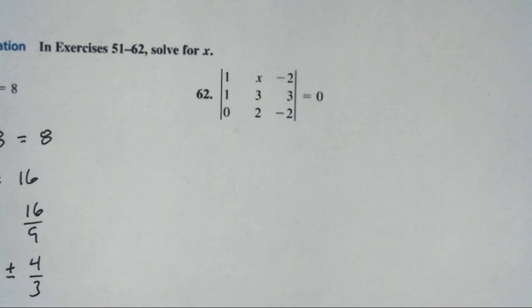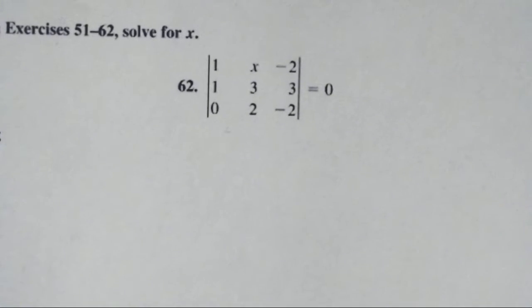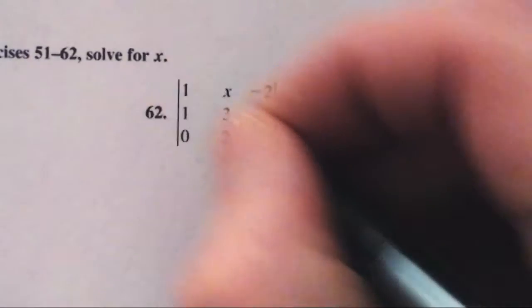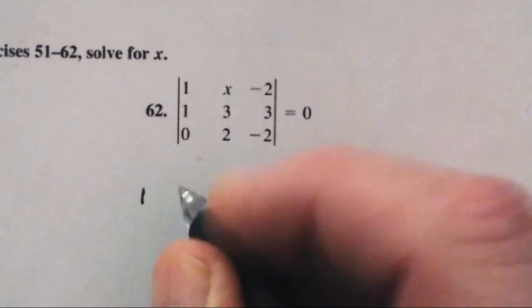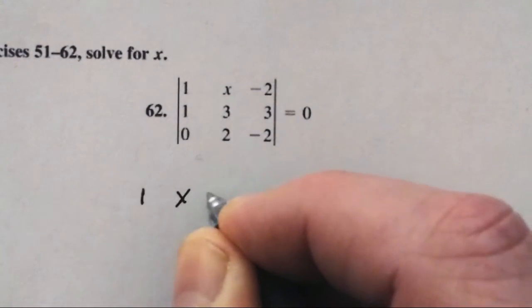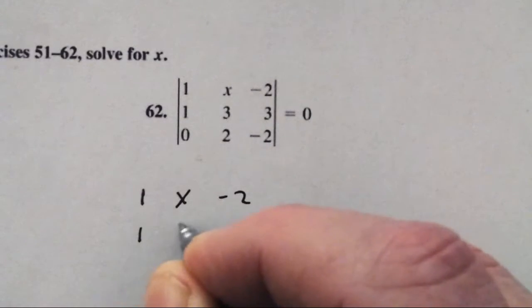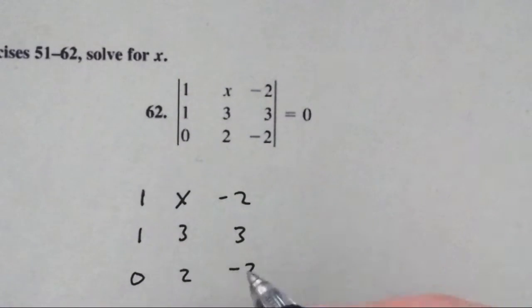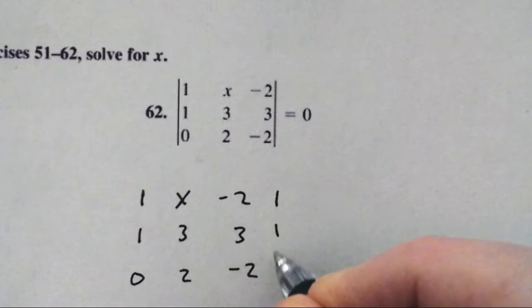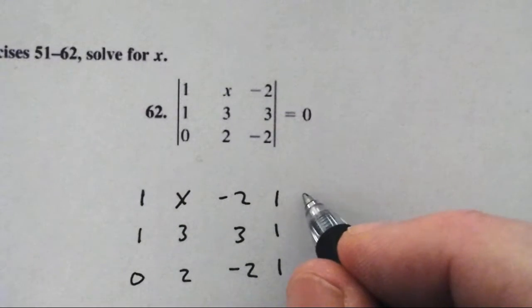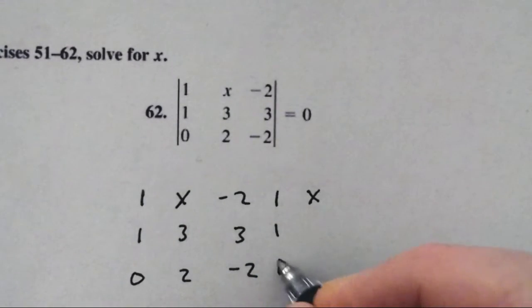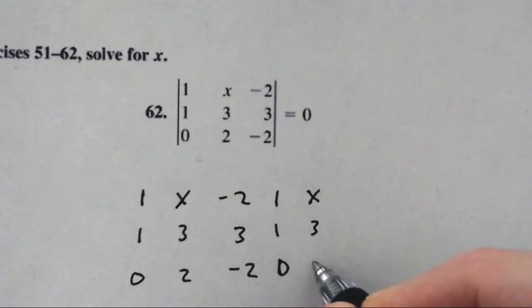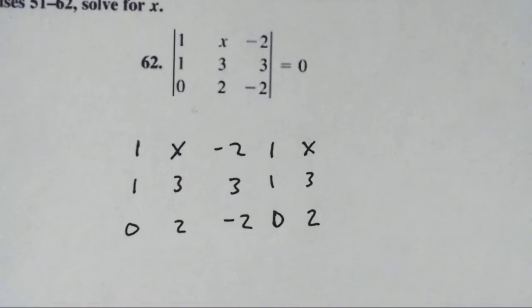Okay, number 62. Likewise, we've got to go ahead through our downward diagonal process. So I'm going to rewrite this as 1, x, -2, 1, 3, 3. Calculator's not directly beneficial here. Rewrite the first and second columns. That's a 0, x, 3, 2. See how easy that is to make a little slip up.